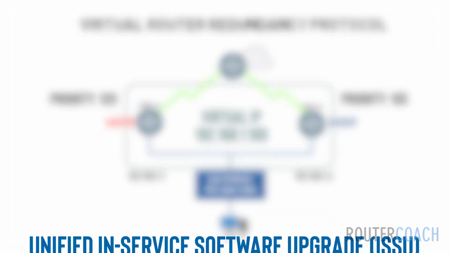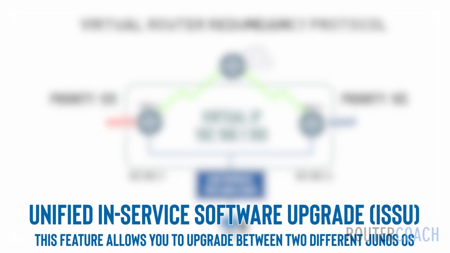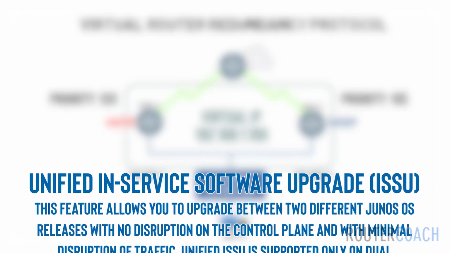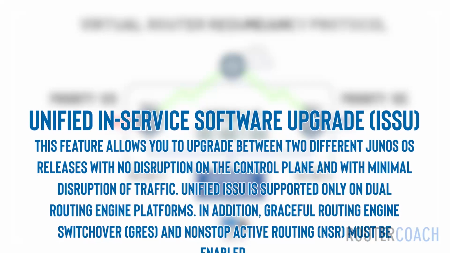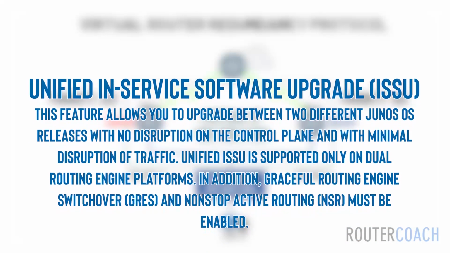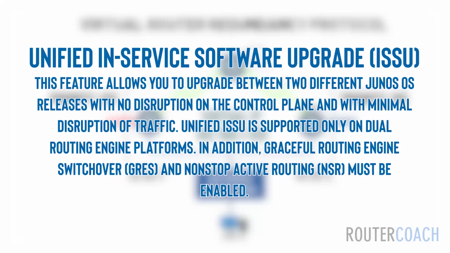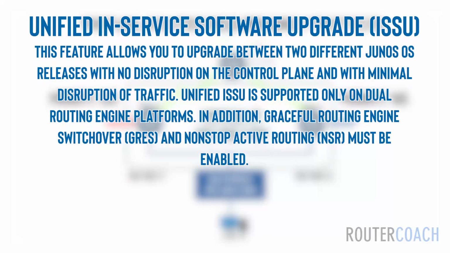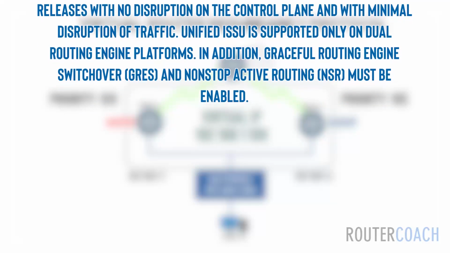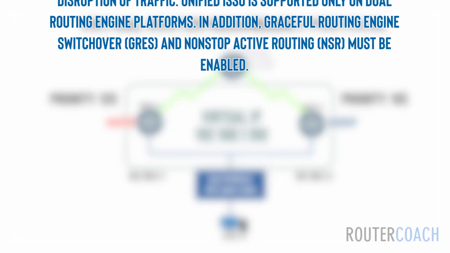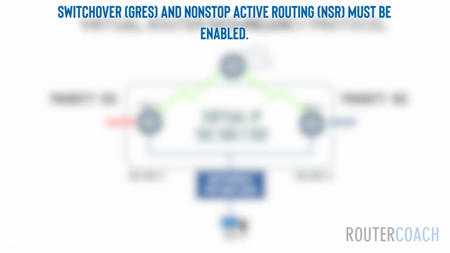Unified in-service software upgrade. ISSU allows you to upgrade between 2 different Junos OS releases with no disruption on the control plane and with minimal disruption of traffic. Unified ISSU is supported only on dual routing engine platforms. In addition, Graceful Routing Engine Switchover, GRES, and Non-Stop Active Routing, NSR, must be enabled.